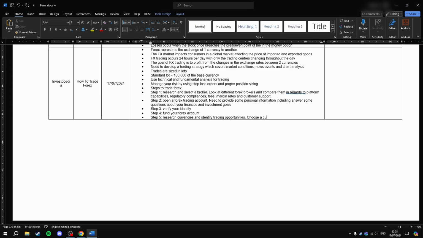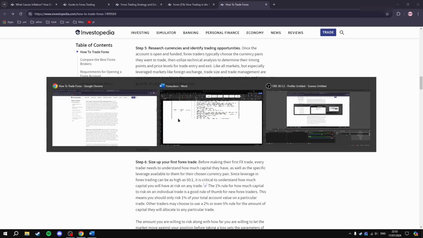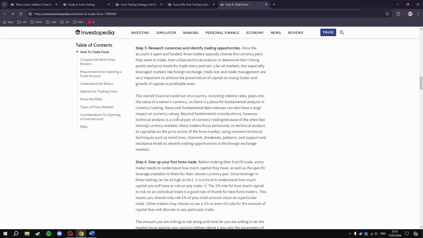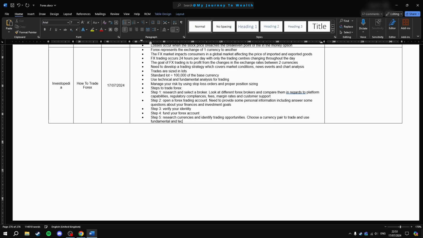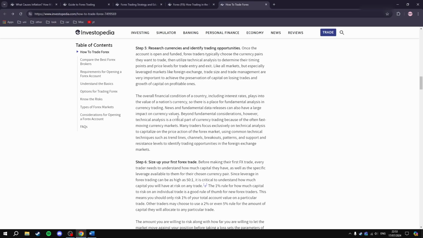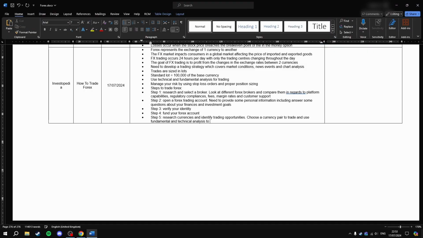Choose a currency pair to trade. And use, I'm going to write fundamental and technical analysis. I don't get why they missed out the fundamental bit. To determine their timing points and price levels for trade entry and exits. To determine trade parameters, I should call it that, trade parameters.